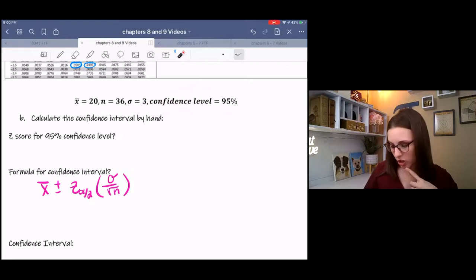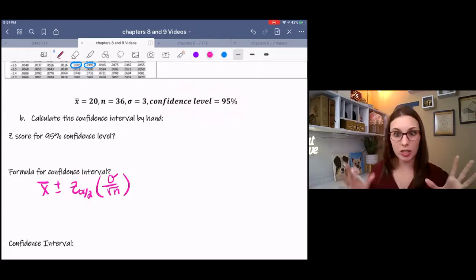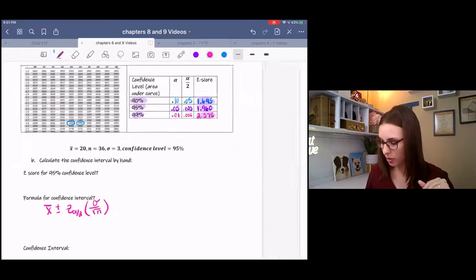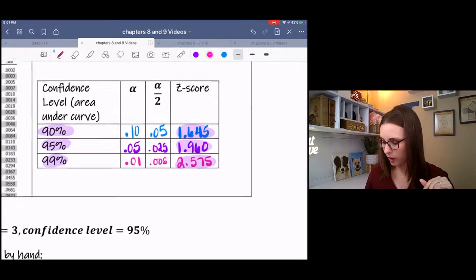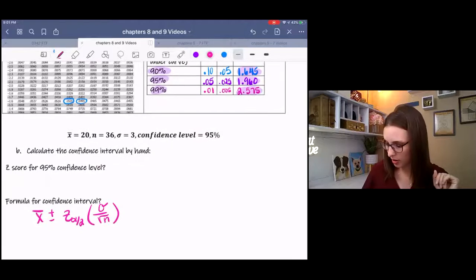So we don't have a z-score, but we do have a confidence level. So we can use our confidence level to find the z-score. Okay, obviously we just did all the work. So the z-score for a confidence level of 95% is 1.96.